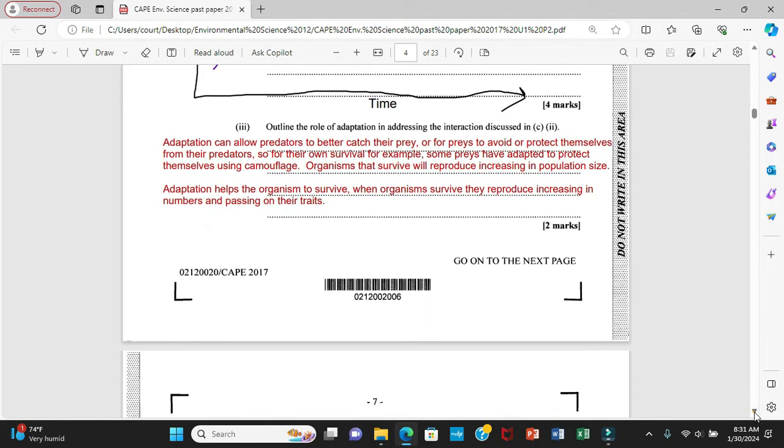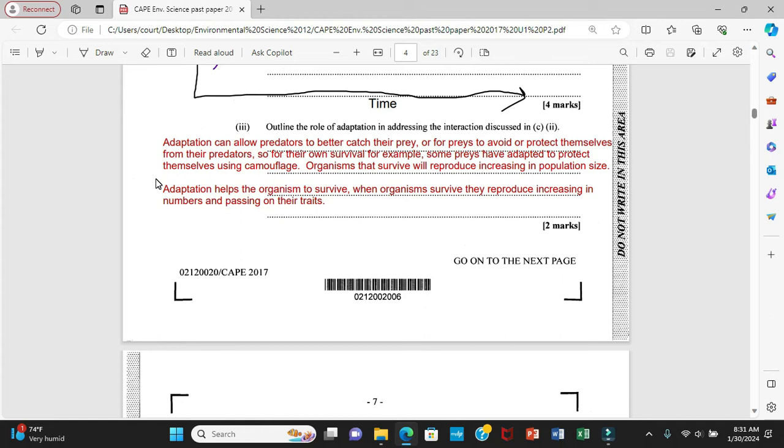All right, part 3 of the question says, outline the role of adaptation in addressing the interaction discussed in C2. So it says outline the role of adaptation. In short, let me read my answer. It says adaptation can allow predators to better catch their prey, or prey to avoid or protect themselves from their predators, so for their own survival. For example, some prey have adapted to protect themselves using camouflage.